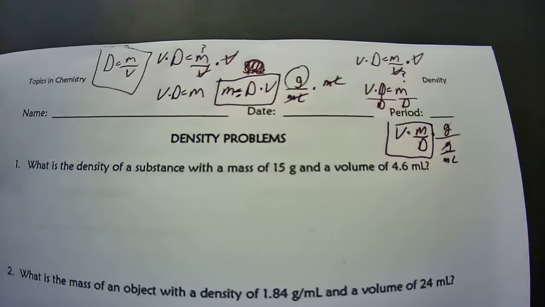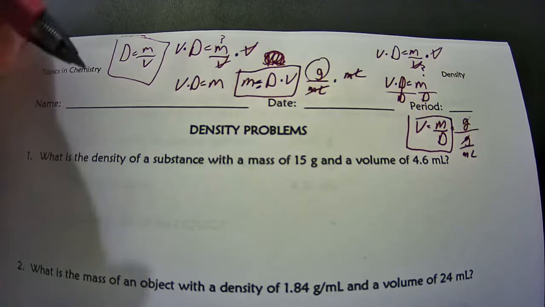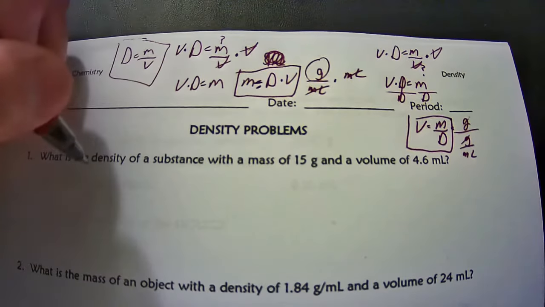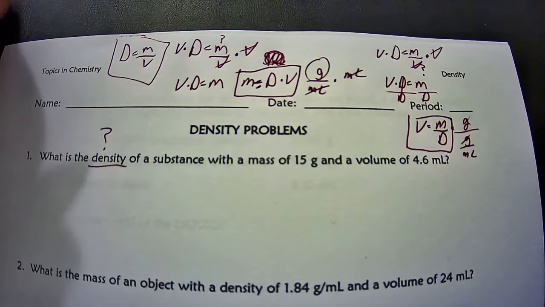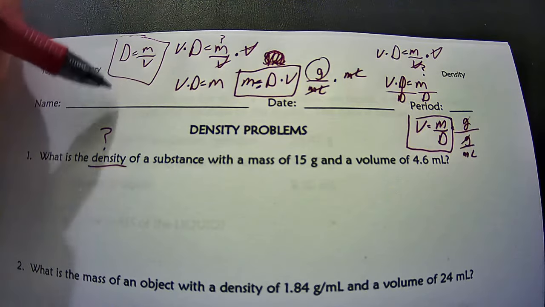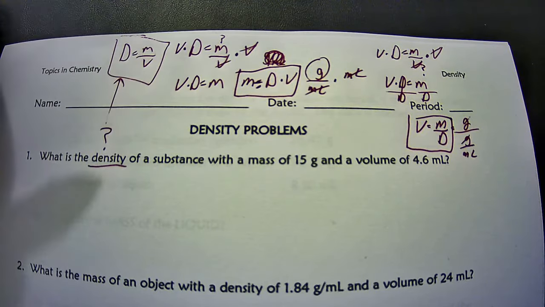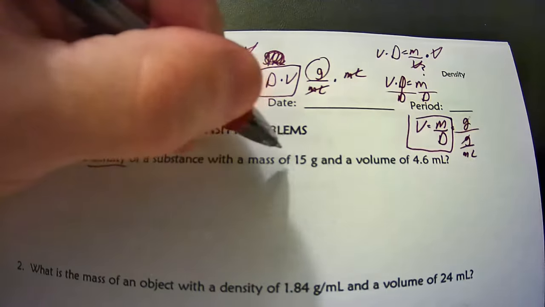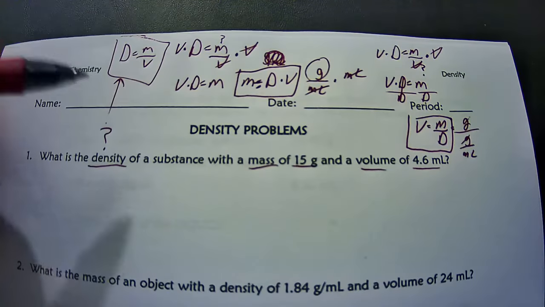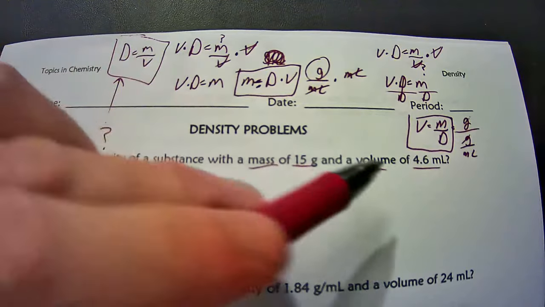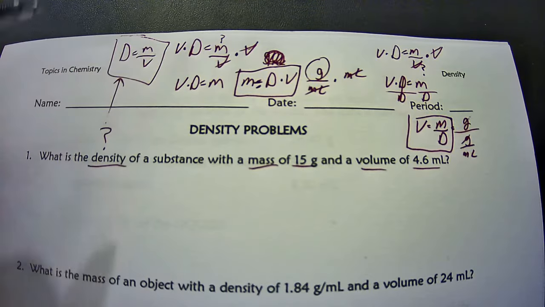When you're doing these problems, what works well is to identify the variables in the problem. This first one is saying, what is the density? That's telling you right away that's what you're solving for, so you're going to need that equation. It gives you the mass of 15 grams and a volume of 4.6 milliliters. That's pretty straightforward. It's giving you exactly what you need to plug into the equation.